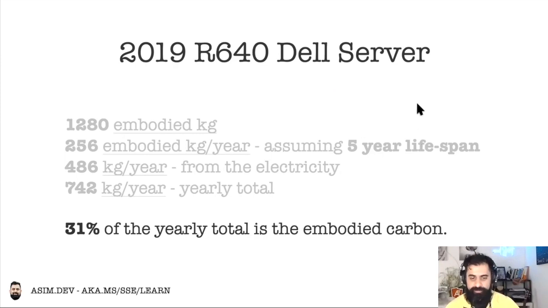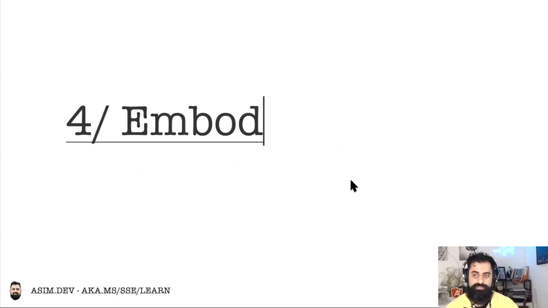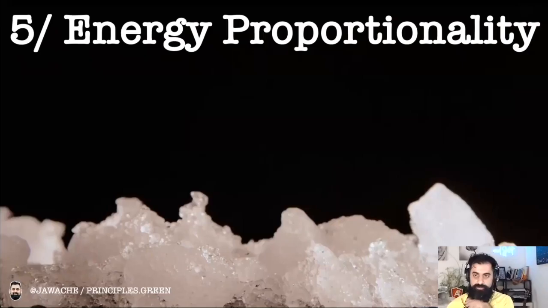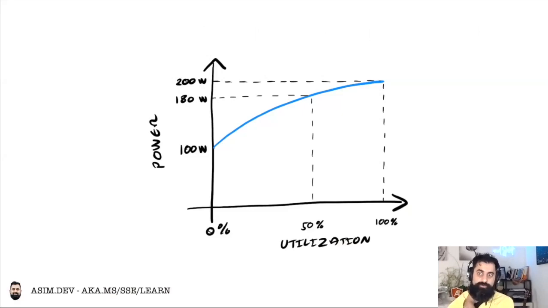I think at this point I'll leave it. That's why the principle is to build applications that are what's called hardware efficient. Hardware emits carbon, so hardware is linked to carbon. If our goal is to be carbon efficient, our goal is to be efficient with hardware. So that's one way of thinking about it. There are other principles. Energy proportionality is a really good one. But there are 4 other principles that you can research and learn about.